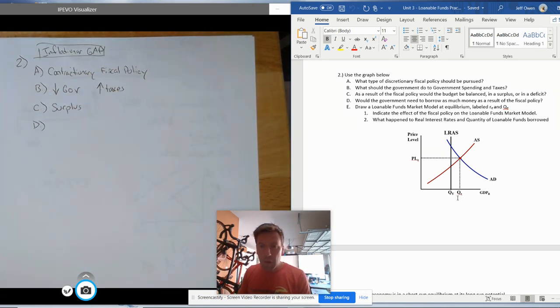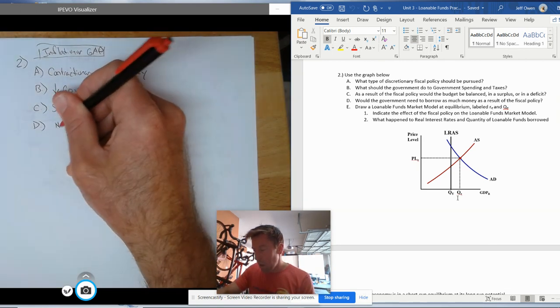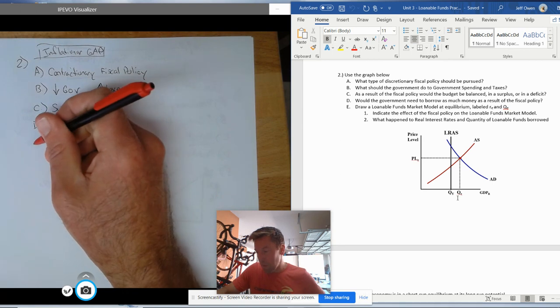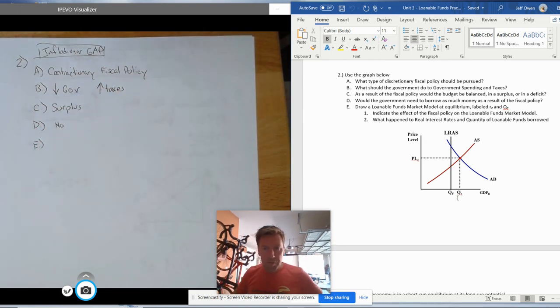Part D. Would the government need to borrow as much money as a result of this fiscal policy? No, the government would not need to borrow as much money. If they were usually borrowing money for everyday business, they wouldn't need to borrow as much because they've cut spending. So in this case, and we're never going to see a problem like this on the AP exam, I just thought it'd be fun to work it out in reverse.